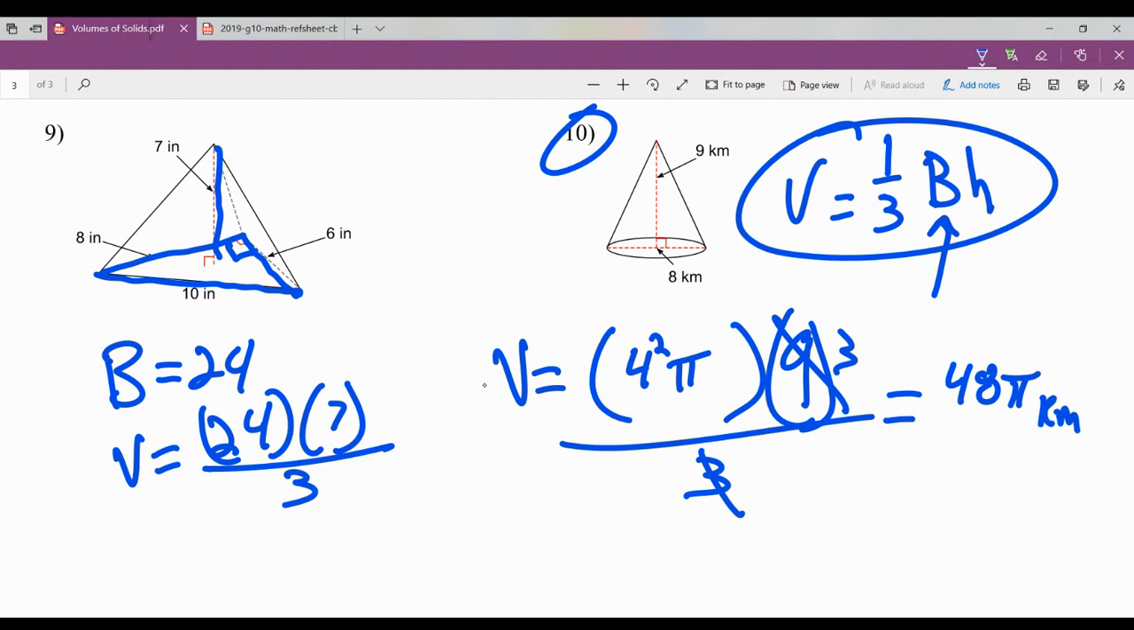Kind of strange that this is measured in kilometers. That would be a really large cone. 48 pi cubic kilometers, rounded to a decimal number if the instructions tell you to. And that is it. That's what we're looking for you to be able to do. 10 examples might have been a bit much, but I wanted to show you one of each type.